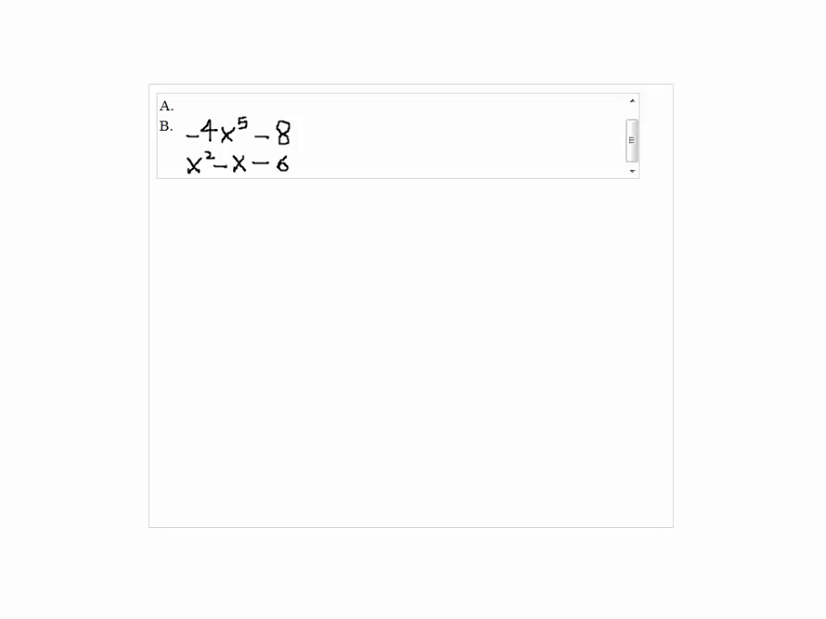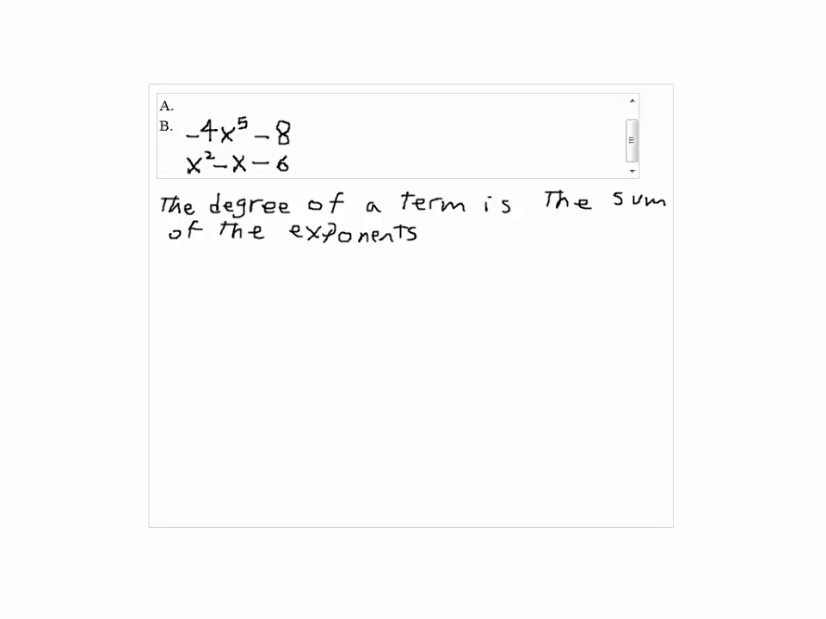Give the name and state the degree of the polynomial. The degree of a term is the sum of exponents on the variables.